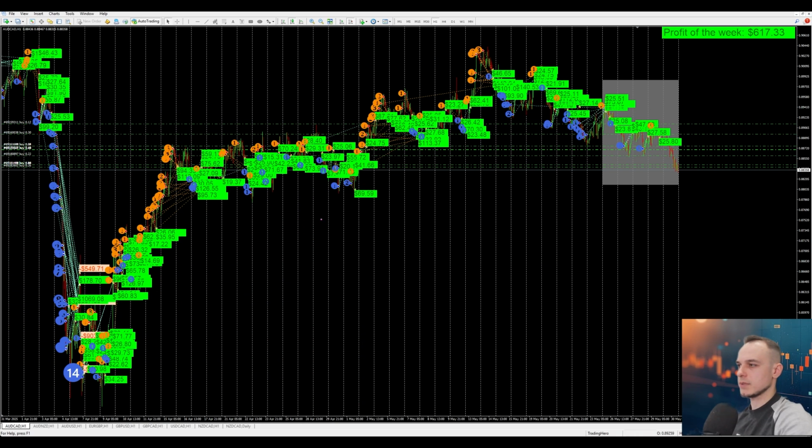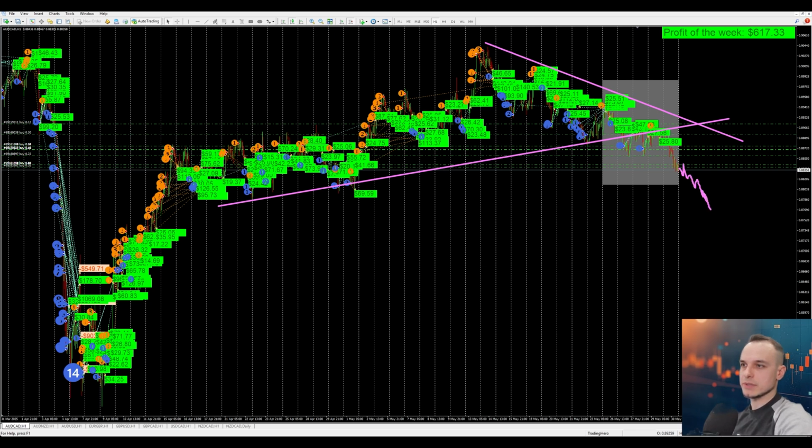Zooming out, we're still in a broader uptrend, but momentum has clearly shifted. This week marked the start of a correction. We expect the market to move toward the nearest support level, where a consolidation zone will likely form.